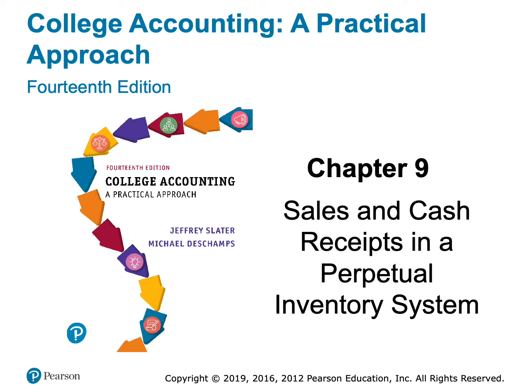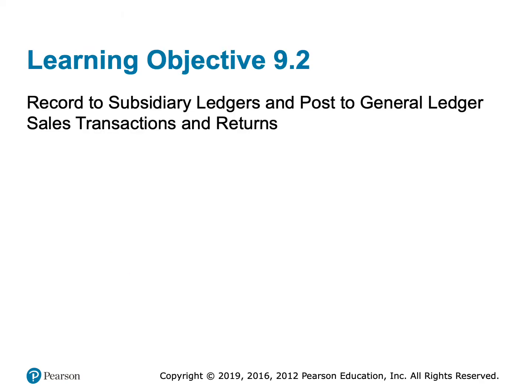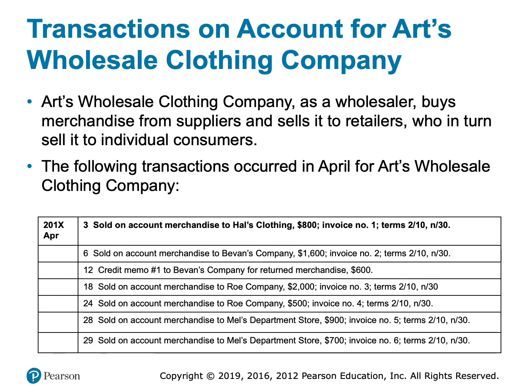So let's continue with chapter 9. We're going to look at some subsidiary ledgers and posting our transactions and returns. So here we have Art. It's a wholesale clothing company, and they buy merchandise from suppliers and turn around and resell it to retailers. And so we've got the transactions here.